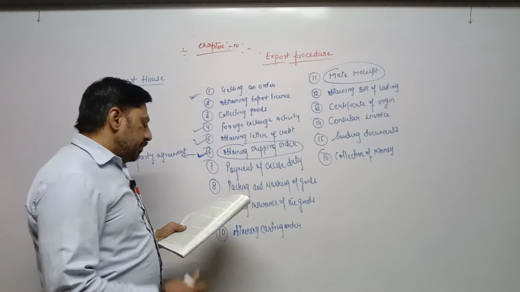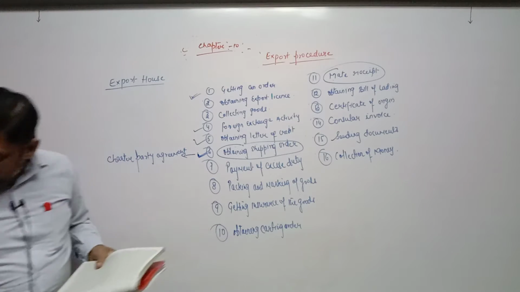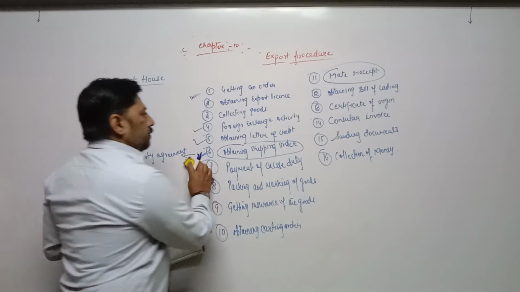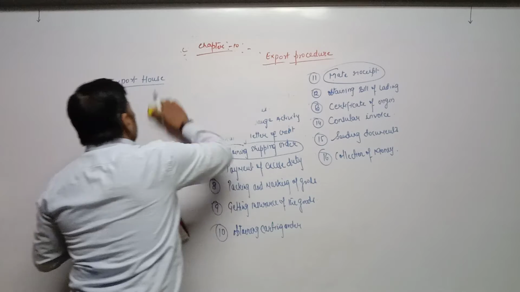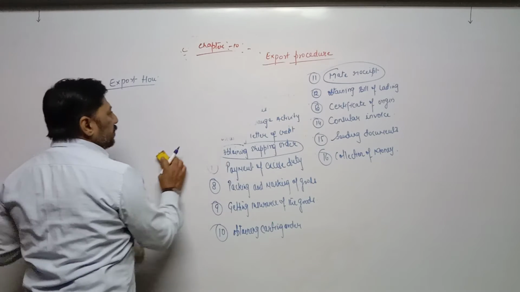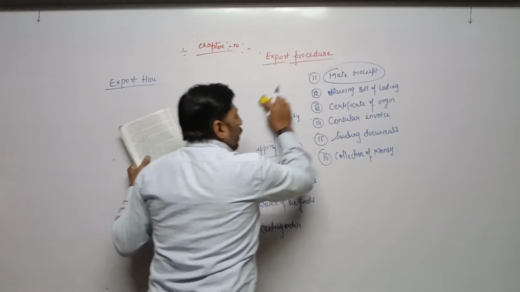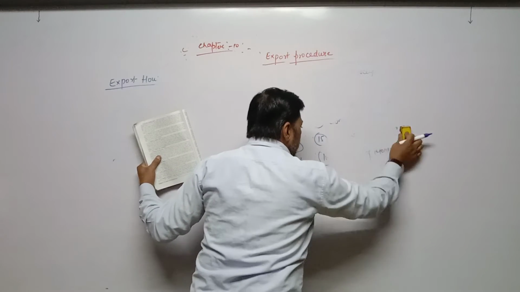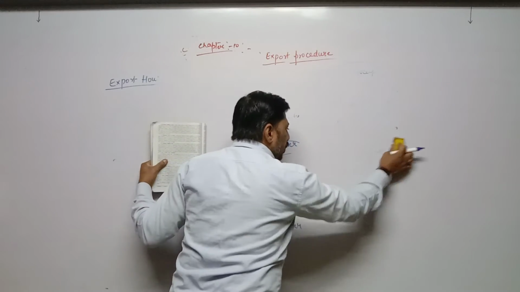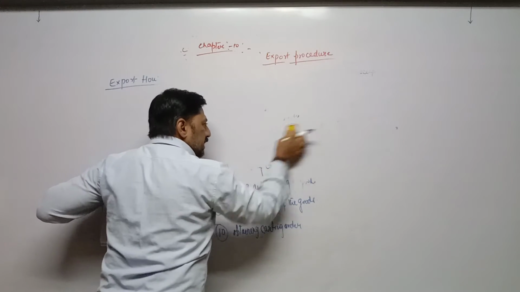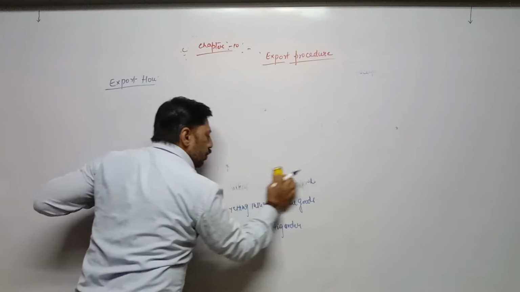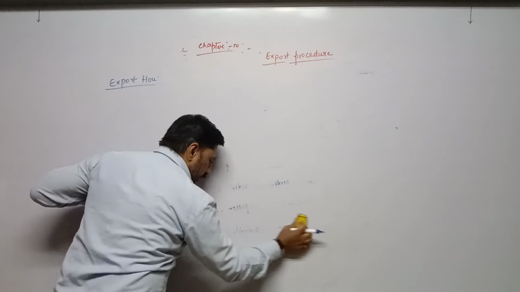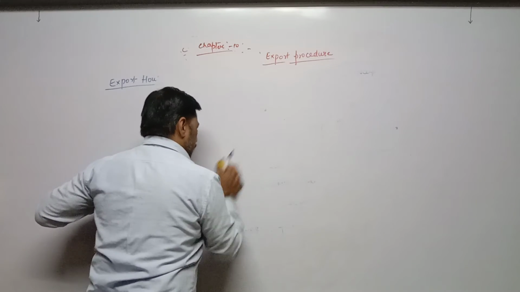Now the sixth point. The first important line for MCQ or 1 mark question: export house. 1 mark question, define export house. The professionals who are exporting goods on a regular basis, such exporters, or such business units, are known as export house.